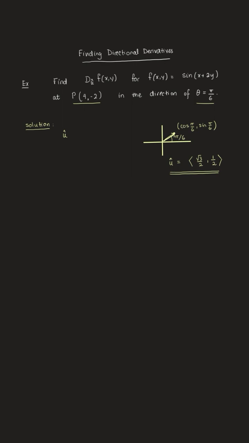All right, so thinking back at our definition of our directional derivative for f(x, y), we will need the partial derivative with respect to x of our surface times the first component of our unit vector, plus the partial derivative of our surface with respect to y times the second component of our unit vector. All right, so let's find our partial derivatives.